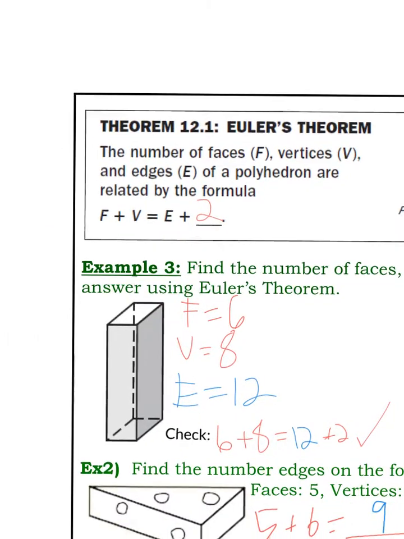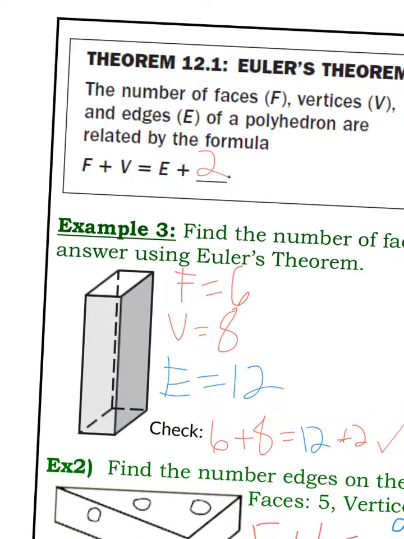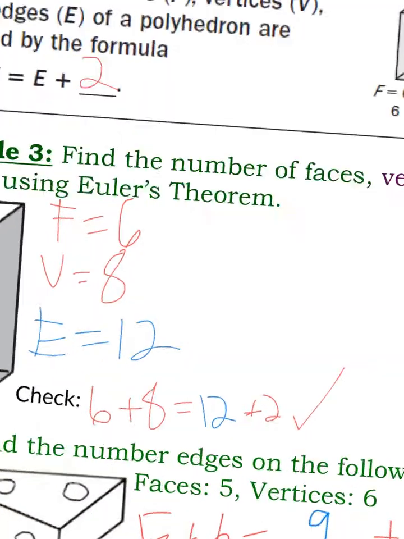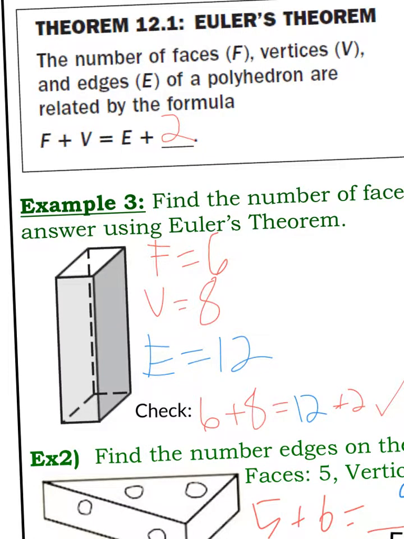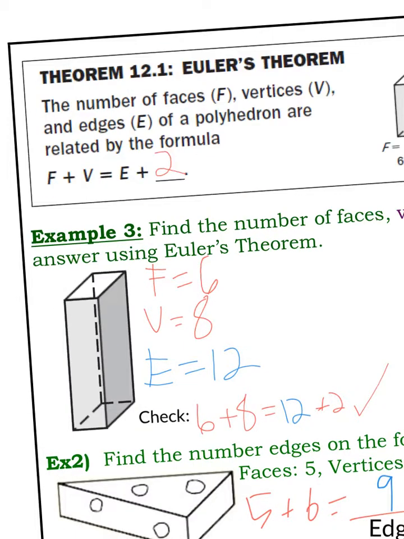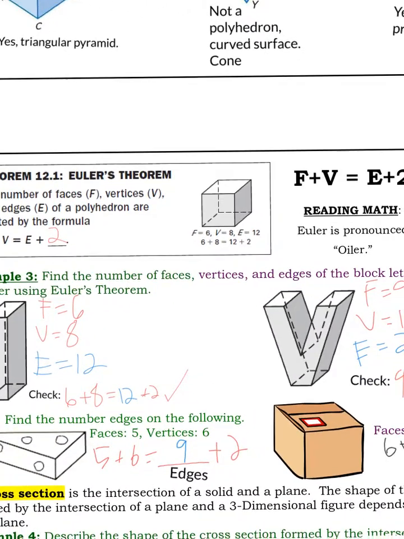So in this first one, I'm counting all the faces, and I have 6 faces. I count all the corners. I have 8 corners, so that's 8 vertices. So 6 plus 8, that's 14. So when I count my edges, it should be equal to 2 less than that. So it is equal to 12. If you count all the lines, it's equal to 12 edges, and 12 plus 2 is also 14. So that's how you would check it using Euler's theorem.